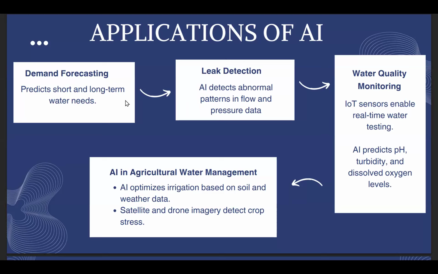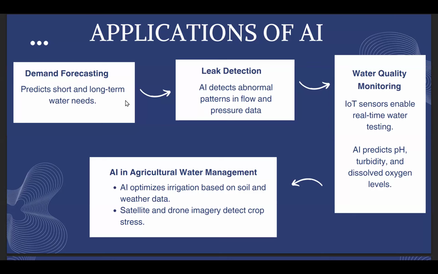In water quality monitoring, water quality is crucial for public health. AI systems use IoT and continuously monitor water parameters. This ensures faster response and control.